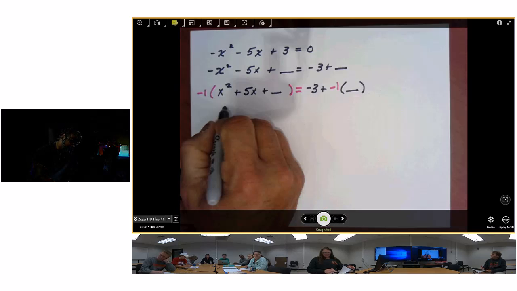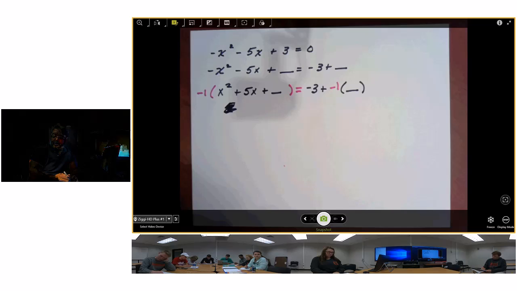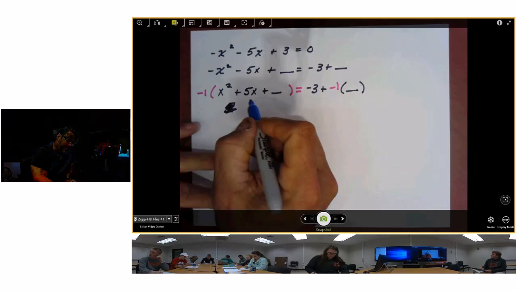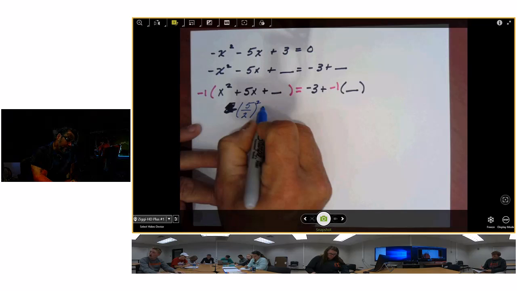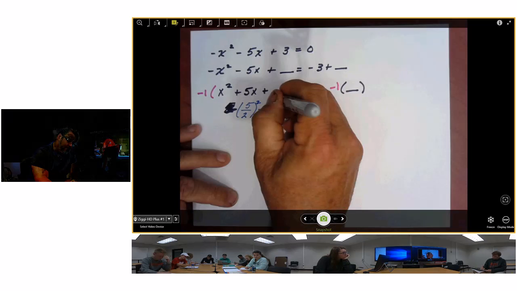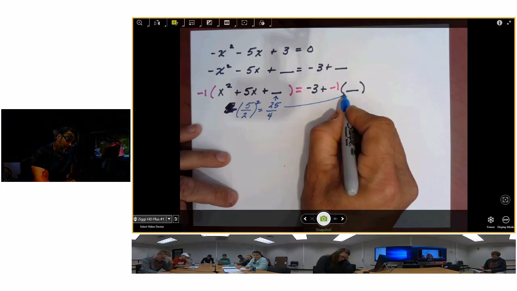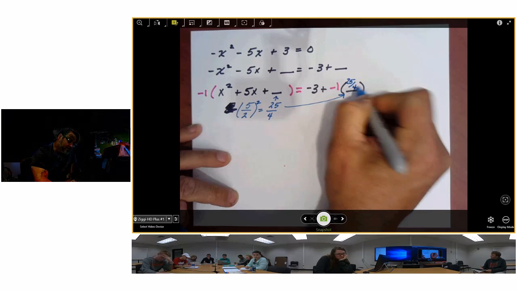All right, so 5 divided by 2. I don't want to do that in a different color because that's completing the square. So 5 divided by 2, because we always take b, divided by 2, square it, is equal to 25 fourths. And that 25 fourths goes in the blanks. 25 fourths.